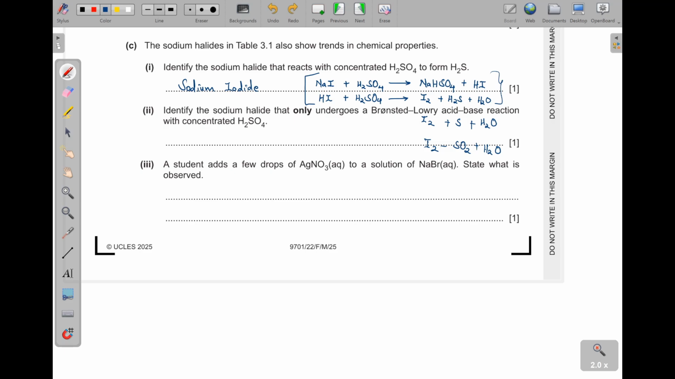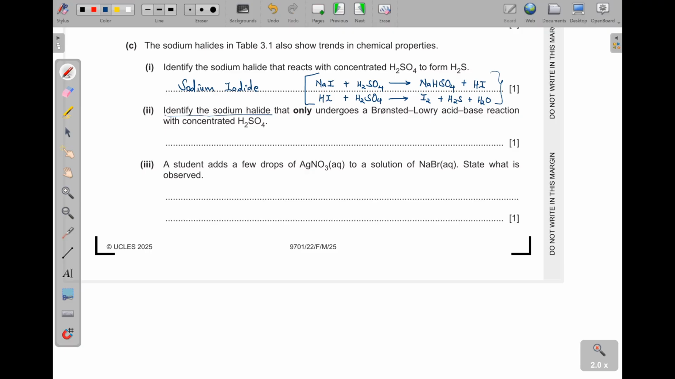Now, I'm going to take off all of this. But for bromine, if we have hydrogen bromide reacting with sulfuric acid, you're going to get bromine, and then sulfur dioxide and water. So the one that produces hydrogen sulfide is to do with iodine.